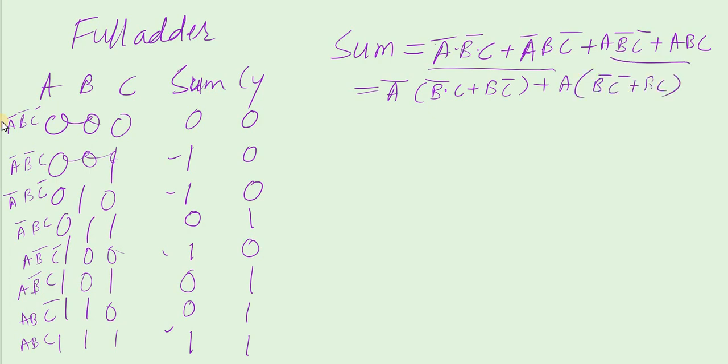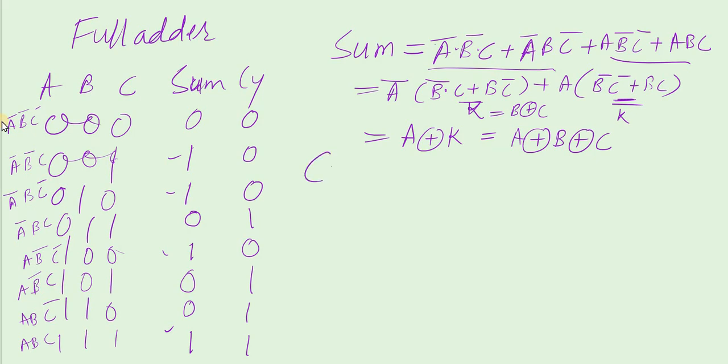We have already studied that this is for XOR gate of b and c. This is for XNOR gate of b and c. Suppose let us consider this is k and this is k bar, then you immediately understand that a bar k and a k bar is nothing but a XOR k. But k is nothing but b XOR c. So ultimately this becomes a XOR b XOR c. This becomes the equation for sum.